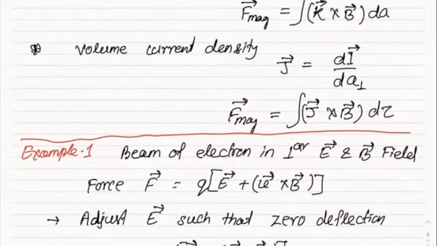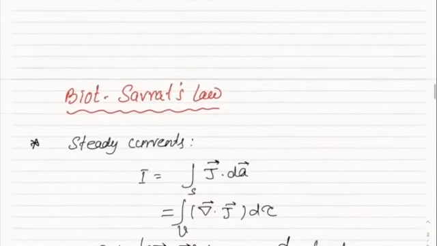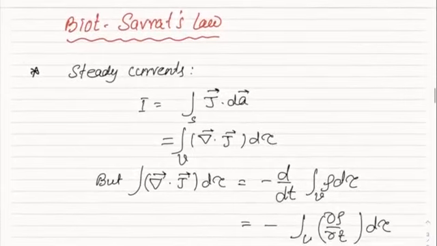I have already given you one expression where I showed you can express your volume current density as dI by dA perpendicular. That's your cross-sectional area through which dI is passing. So the total current passing through any surface will then be given by the integration. Our total current I crossing any surface should be given by J dot dA, and this dA is essentially your dA perpendicular.